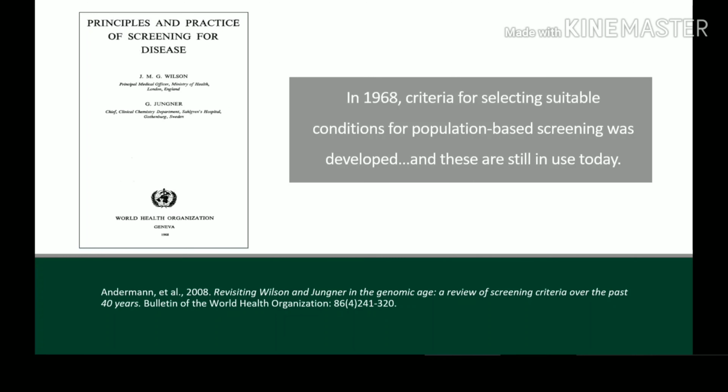And though it's been over 50 years since this publication and over 50 years since the advent of newborn screening for PKU, the criteria suggested by this report and by Wilson and Jungner are still very much used today to assess conditions for inclusion on newborn screening panels, as well as for other population-based screening initiatives. Next slide.